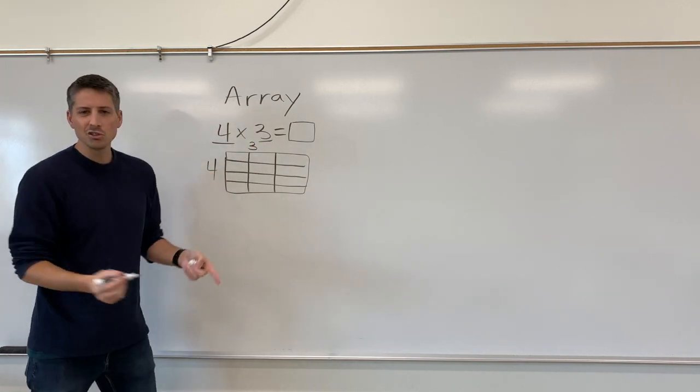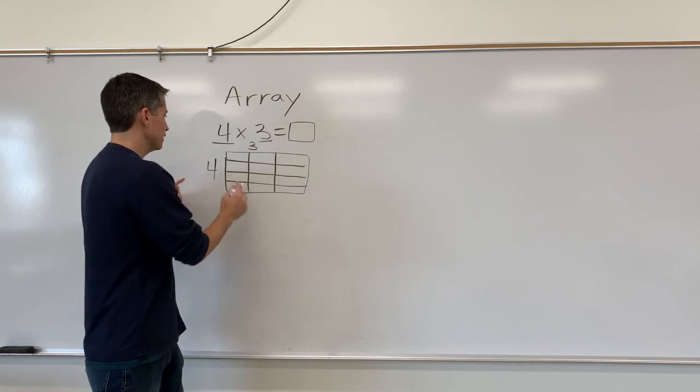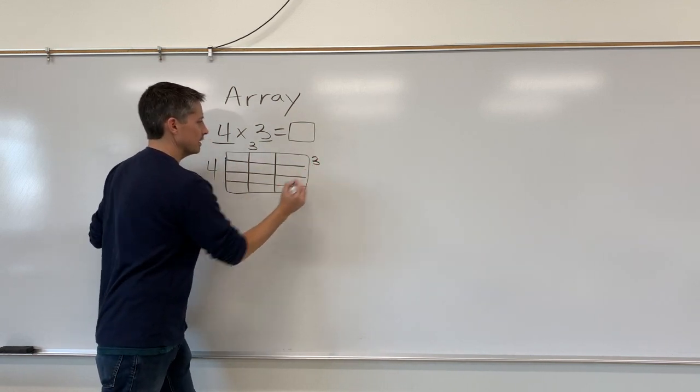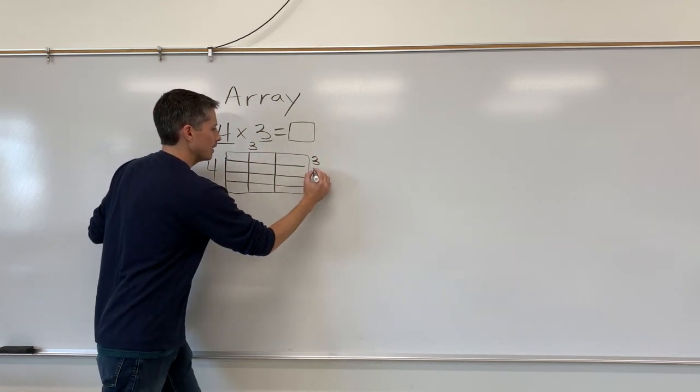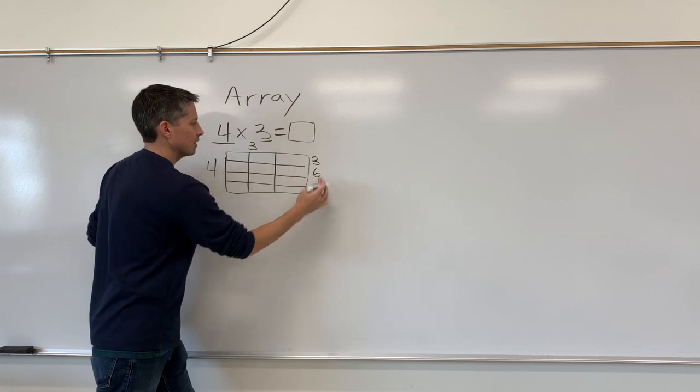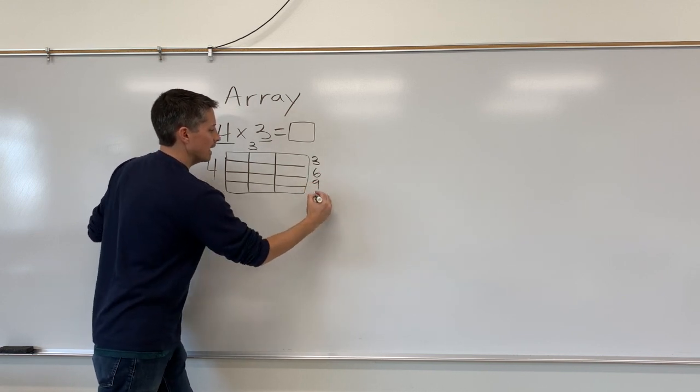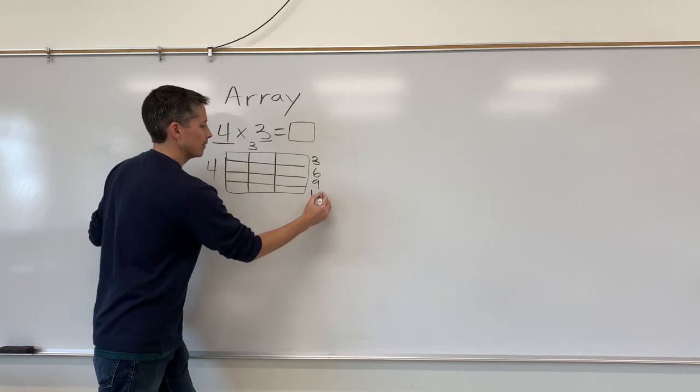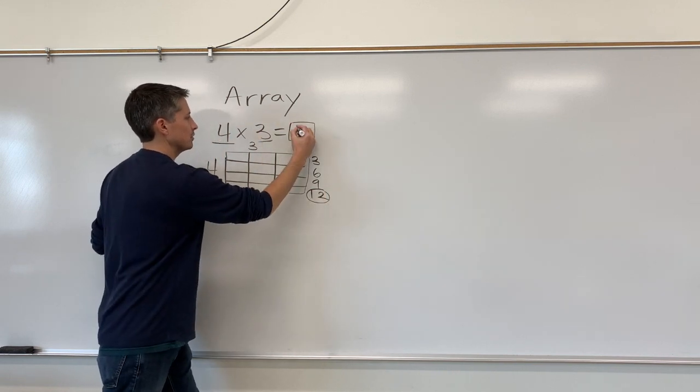And then I'm going to skip count to find the answer. So I know I have 3 in this row. I have 3 plus 3 is 6. 6 plus 3 is 9. 9 plus 3 is 12. So 4 times 3 is 12.